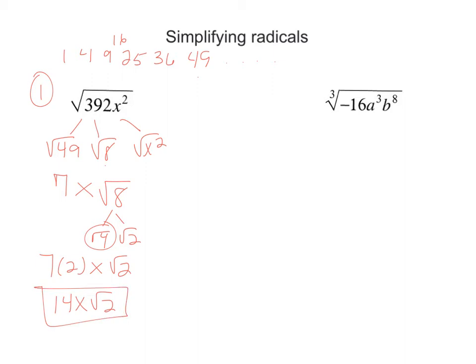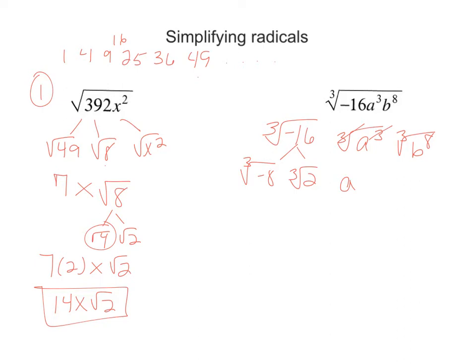The next one, notice it is a cube root, so you have to think to yourself something times itself 3 times. So I'm going to break this up so maybe we can work with this easier. Okay, I want to think of a perfect cube inside of 16. Well, negative 8 is a perfect cube, and negative 8 times 2 gets you 16. The cube root of a cubed, 3 divided by 3 is a to the first, so we just get a.